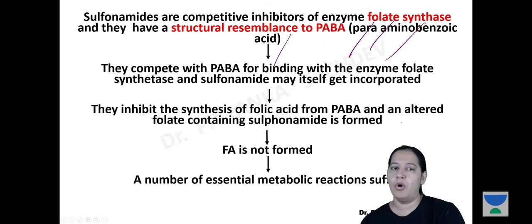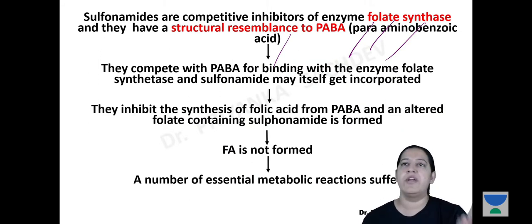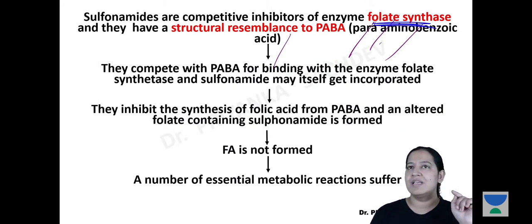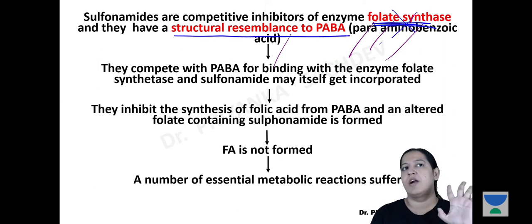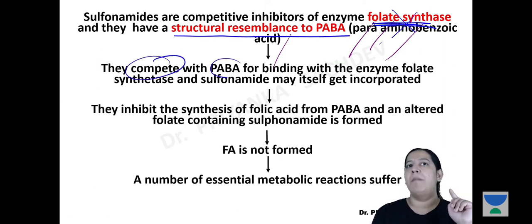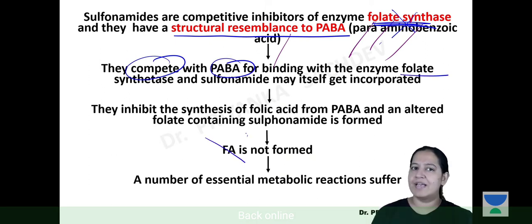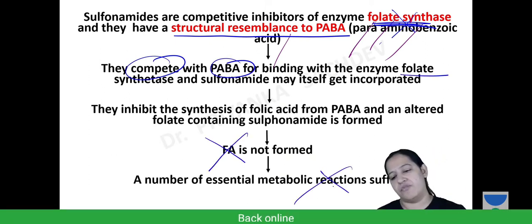So that is the whole thing. It is written in front of you. You can read by your own. So folate synthetase is inhibited because the drug is structurally similar to PABA and they compete with PABA for binding on folate synthetase. Folate synthesis is inhibited, folic acid is not formed, so thymidine is not formed, DNA is not formed.